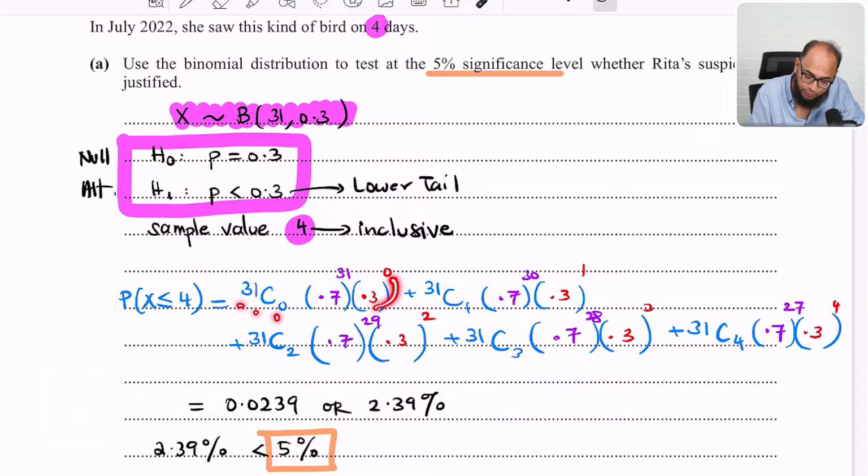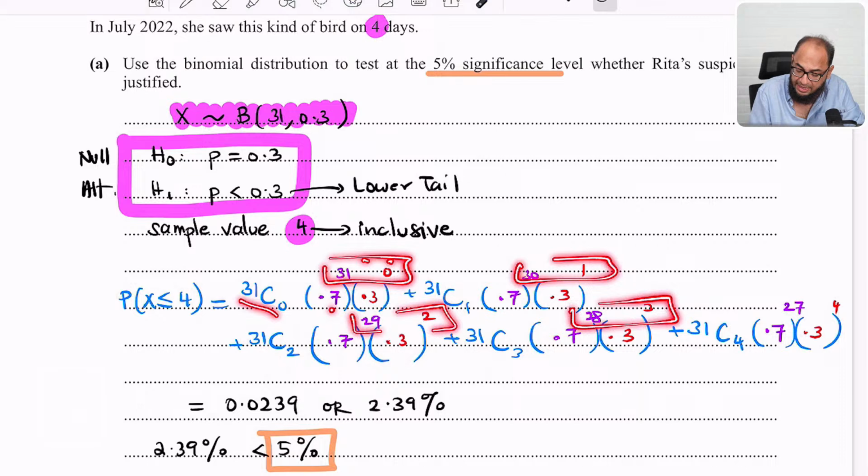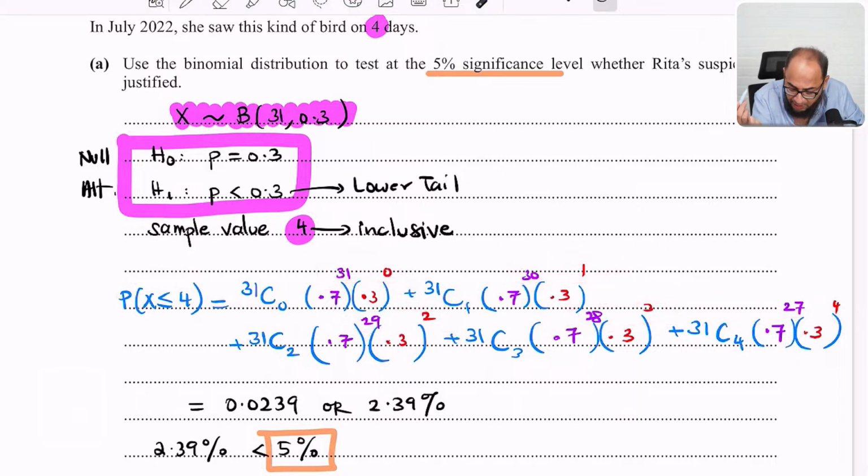31C0 success raised to power of 0, 31C1 success raised to power of 1, 31C2 success raised to power of 2, 31C3 success raised to power of 3, 31C4 success raised to power of 4, and failure raised to power of the difference between the two, because the total should add up to 31. I mean, that is another takeaway from the binomial expansion of P1.